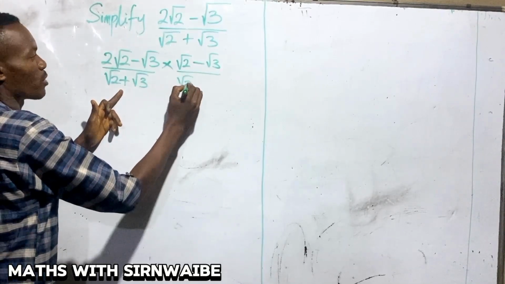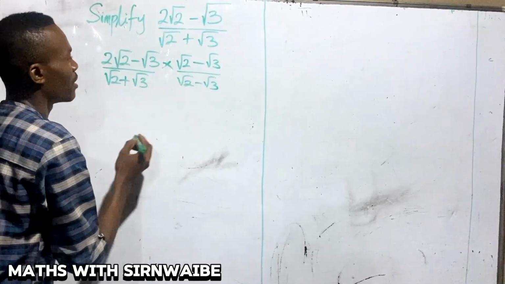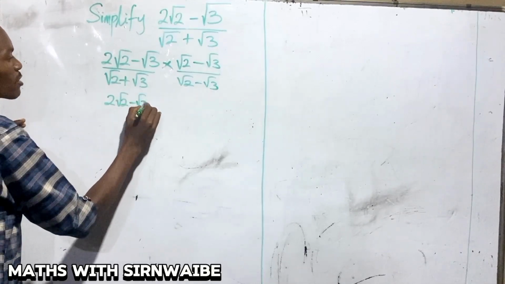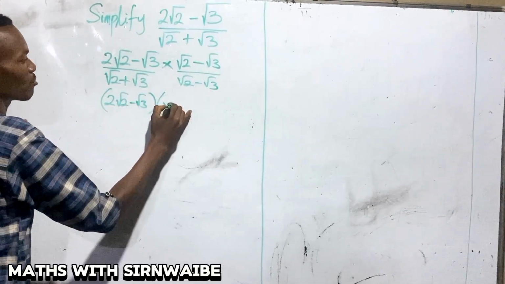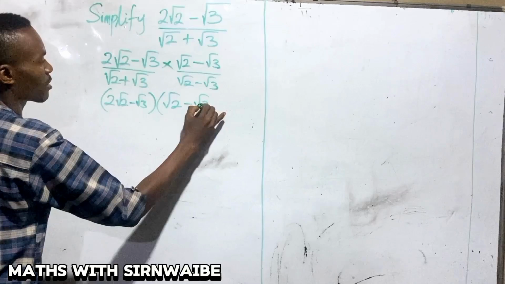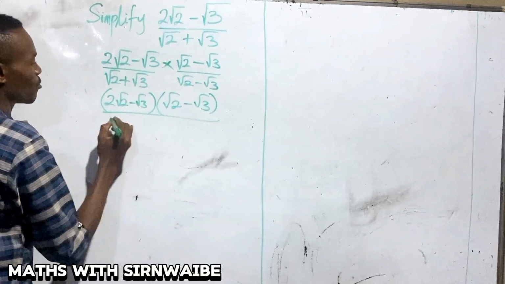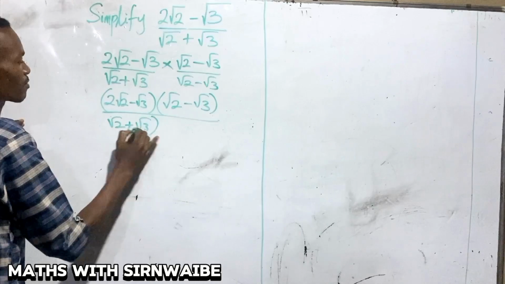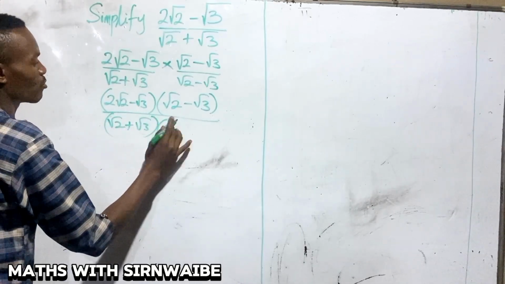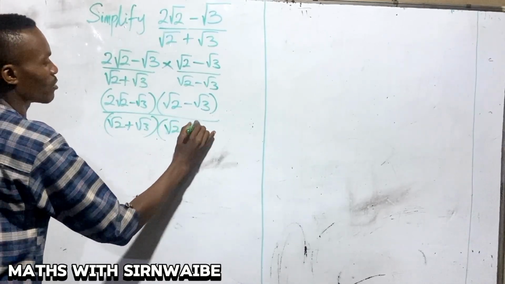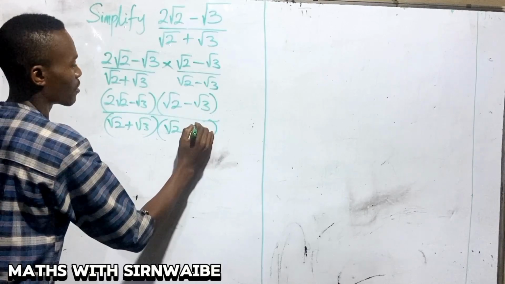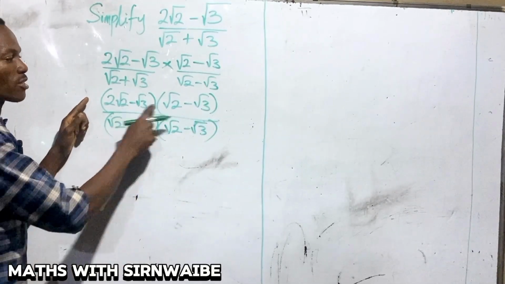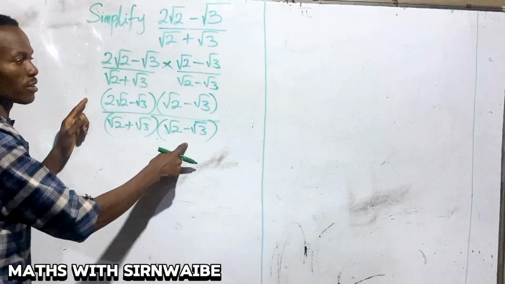So we now multiply. Now this can be written like this: (2√2 minus √3) into (√2 minus √3) all over (√2 plus √3) into (√2 minus √3). And this is the first step we would like to do now. So we use this, open this, use this, open this.